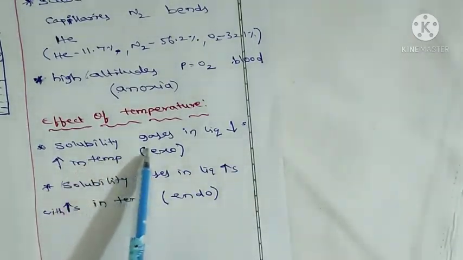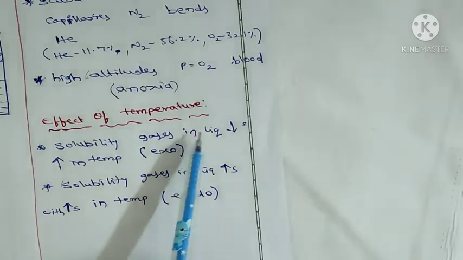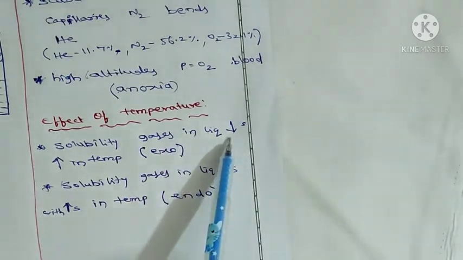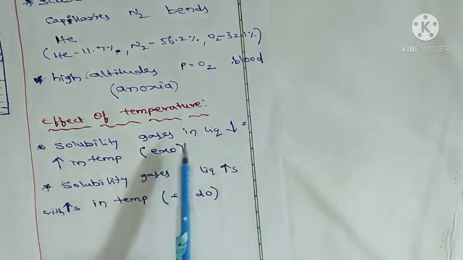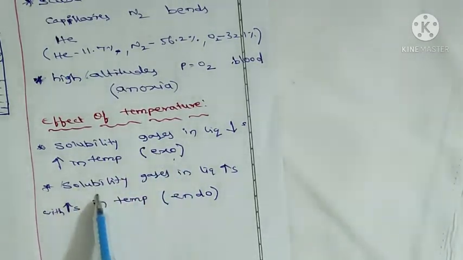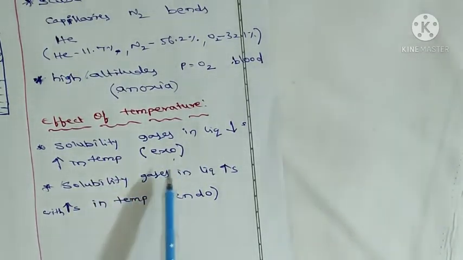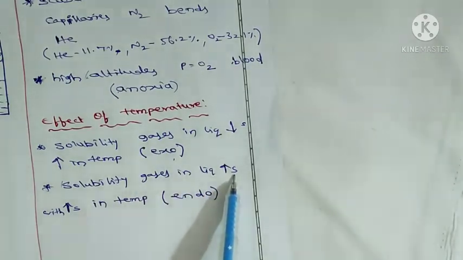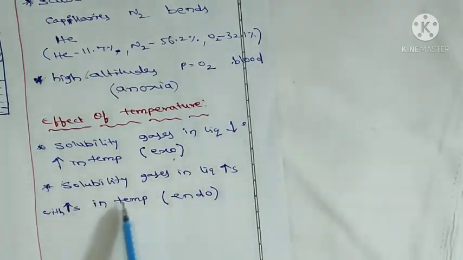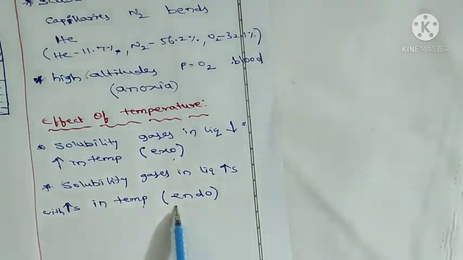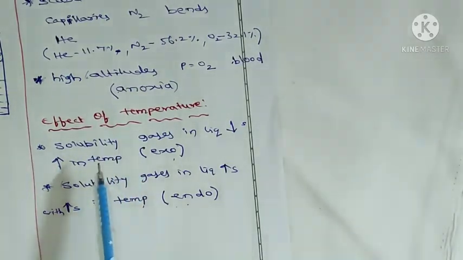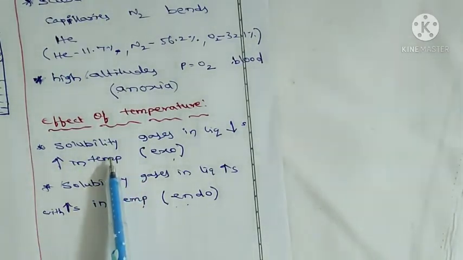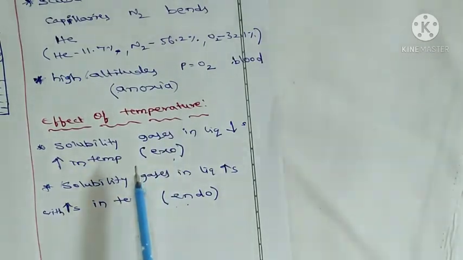The solubility of gases in liquids decreases with the increase in temperature when the dissolution is exothermic, and the solubility of gases in liquids increases with the increase in temperature when the dissolution is endothermic. So this is the temperature effect on the solubility of gases in liquids.